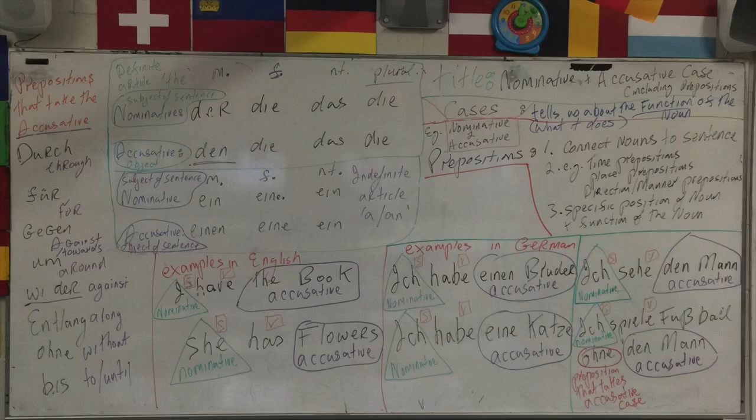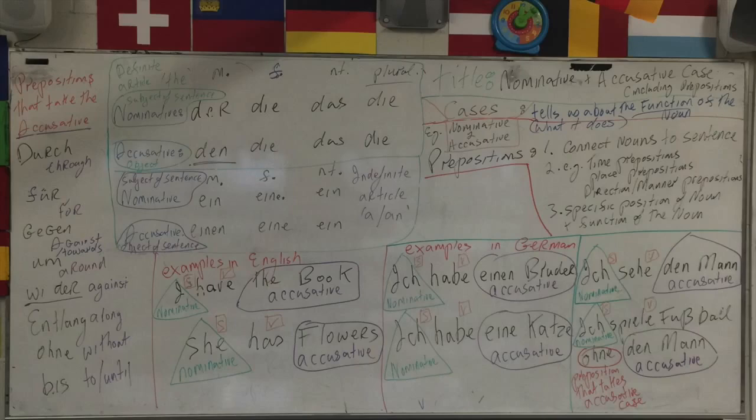So in this case, the nominative, if we go straight to the example in English, I have the book. The nominative is who the sentence is about. Who's it about? So I have the book. Who's it about? I. Underneath, she has the flowers. Who's the sentence about? It's she.